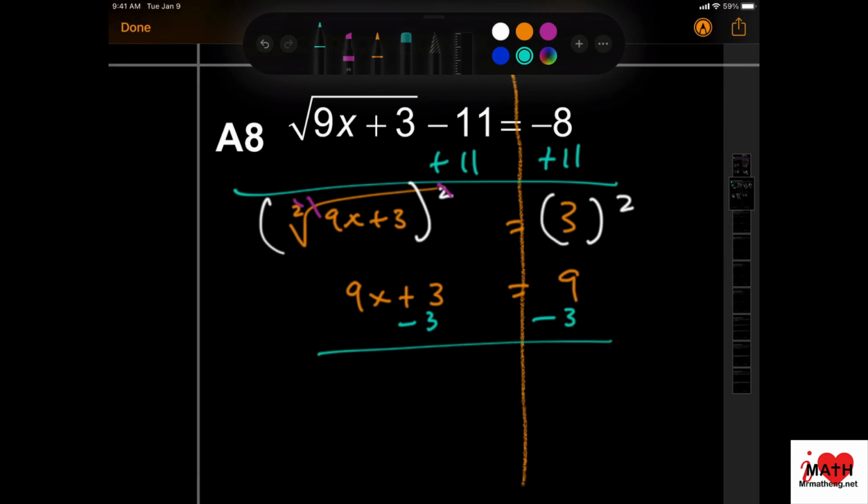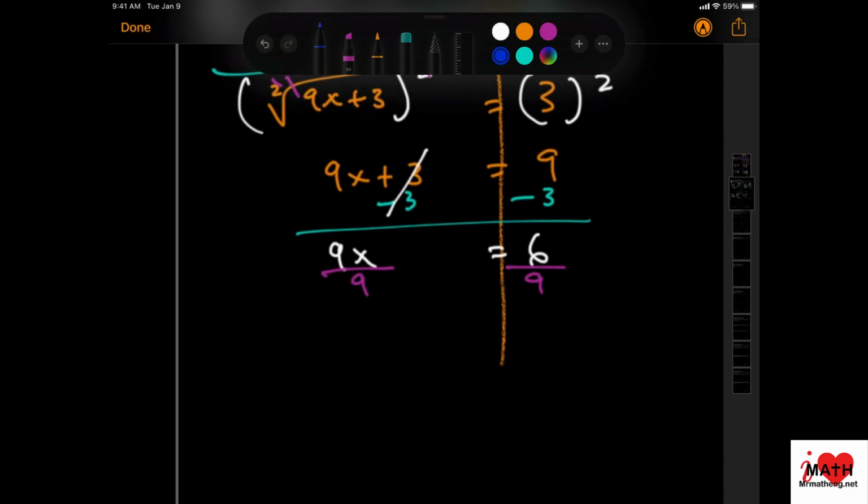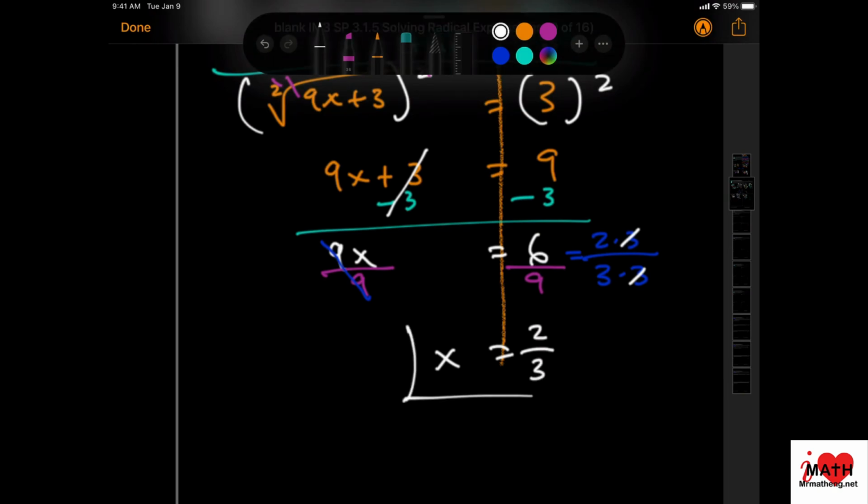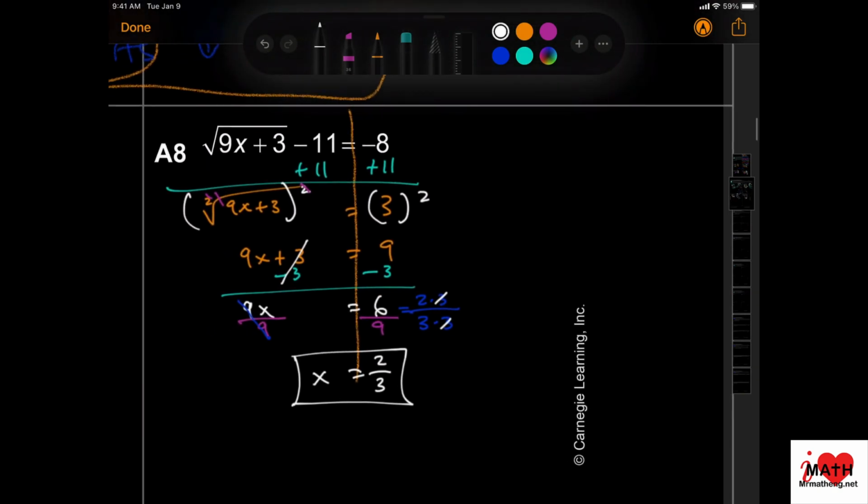Subtract 3 from both sides. I'm left with 9x equals 6. And I'm going to divide both sides by 9. These will cancel. Okay, the factors of 6 are 2 and 3. 9 is 3 and 3. You'll notice that my 3's cancel and you're left there with 2/3. 6/9 is the same thing as 2/3. So this is our possible solution. Let's go ahead and check that answer.